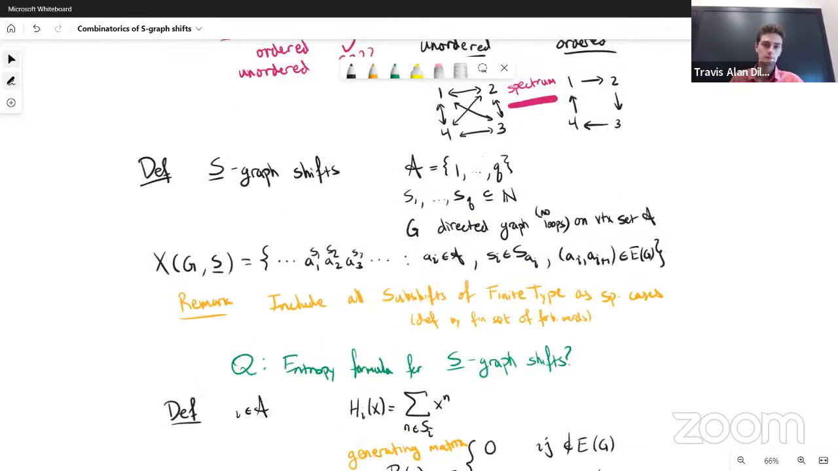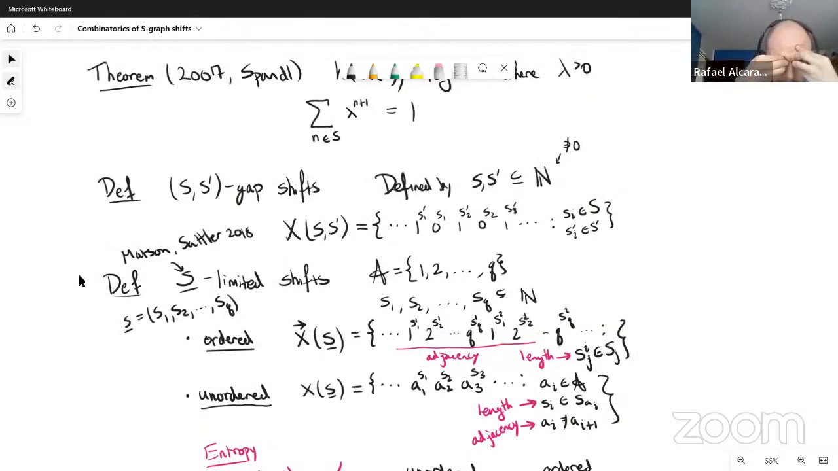There's a paper by Baker and Ganchu, I think from 2015, which relates S-gap shifts with beta shifts, with regular beta shifts. So do you know if there's a relationship between this class, the S prime, with maybe not beta shifts, because I don't know if 0 will be there, but with alpha-beta shifts, for instance? I don't know if that's the case. Okay, that was one question.